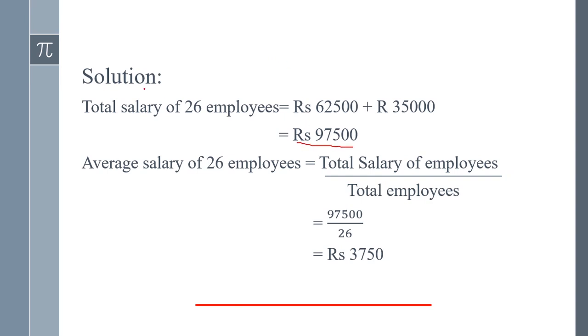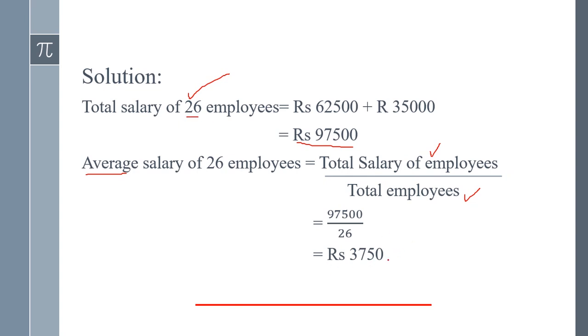So we have the total salary of 26 employees, which is 97,500 rupees. This is not what we need to find. We need to find the average salary of the 26 employees. How will we get the average salary of 26 employees? It is the same as how we calculate the mean. So average salary is the total salary of 26 employees divided by the total number of employees. We have 97,500 total salary of these employees. And how many employees do we have? We have 26 employees, so divided by 26.